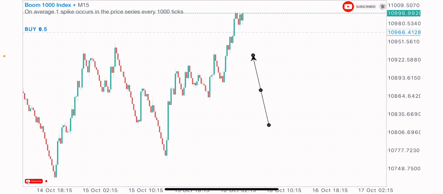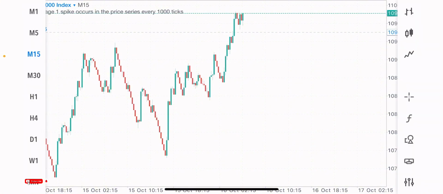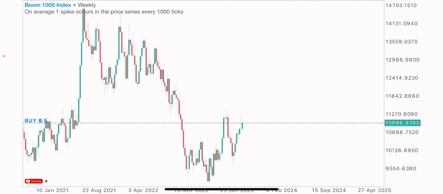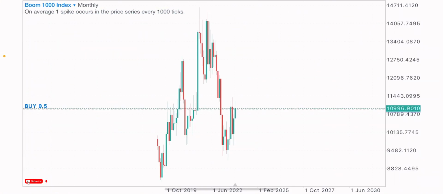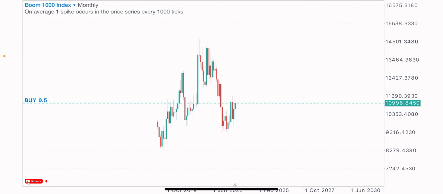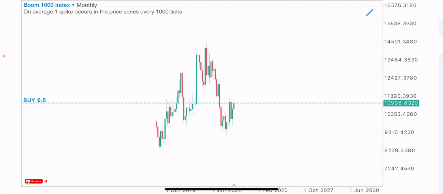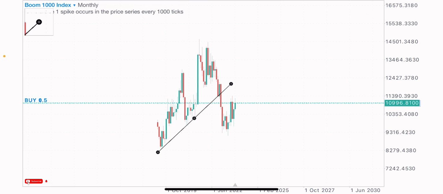So first, I went to the higher time frame as I always do. Whenever I want to look for trade opportunities, I go to the higher time frame. It can be the weekly time frame, the daily time frame, or the monthly time frame. But here I start from the monthly time frame. So you can tell that this index was in an uptrend at this point, creating higher highs and higher lows.